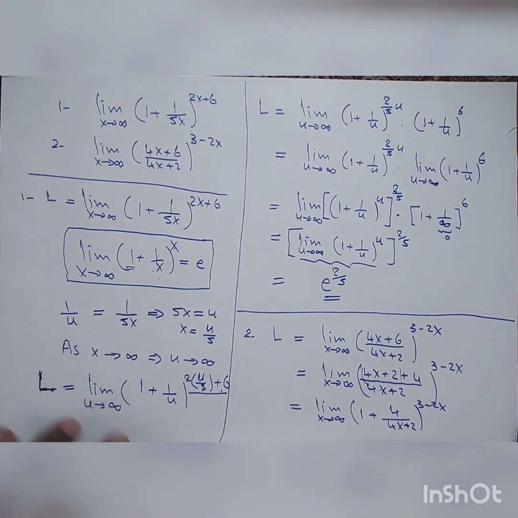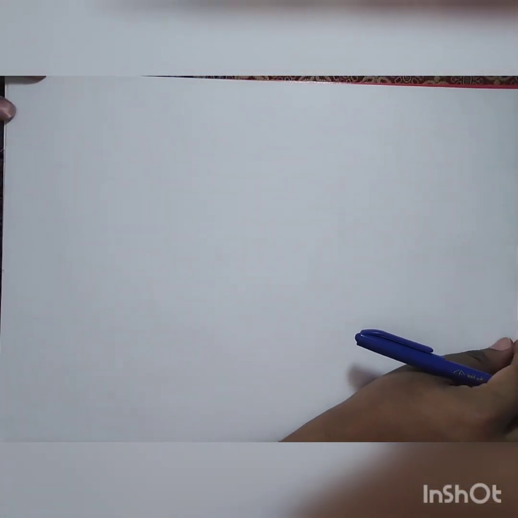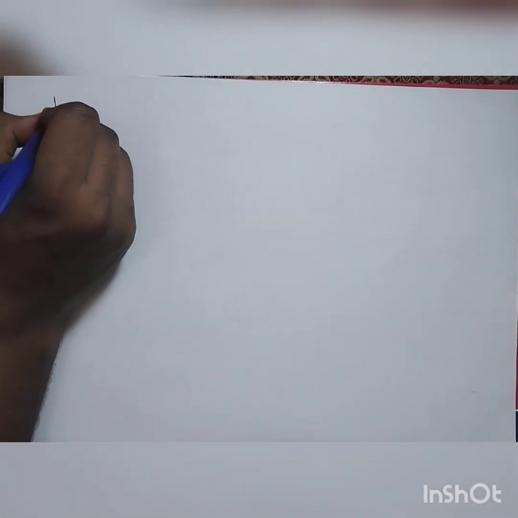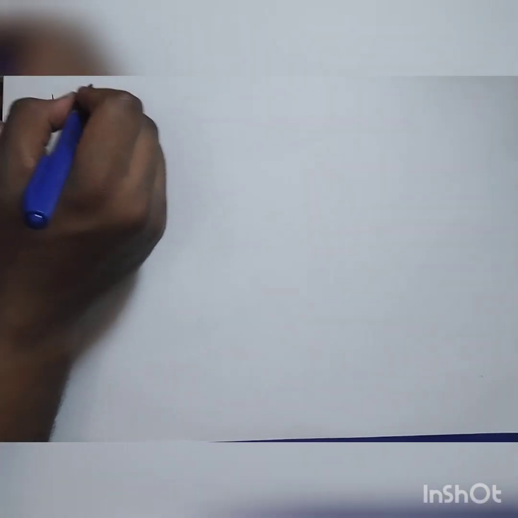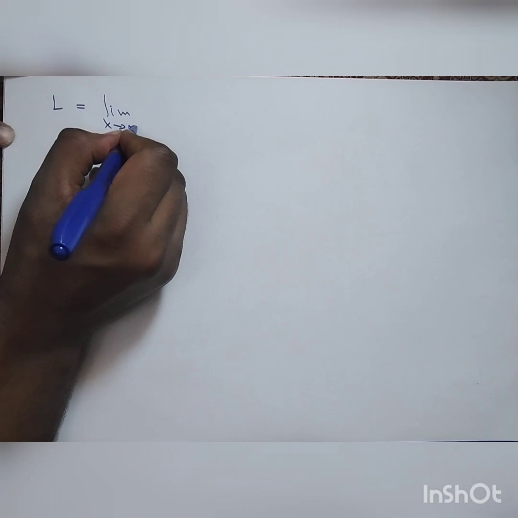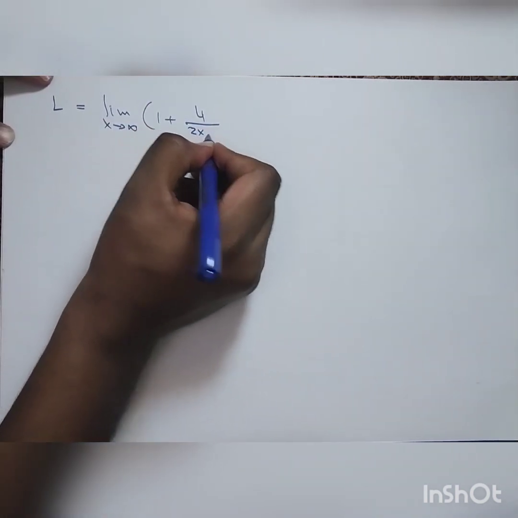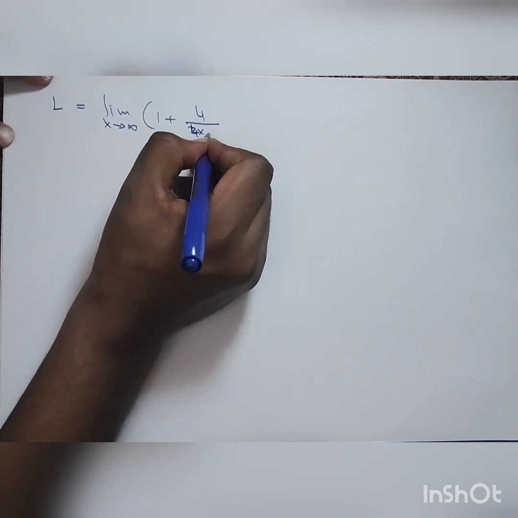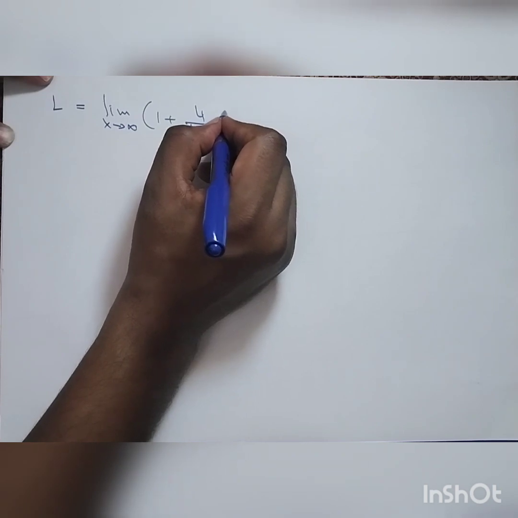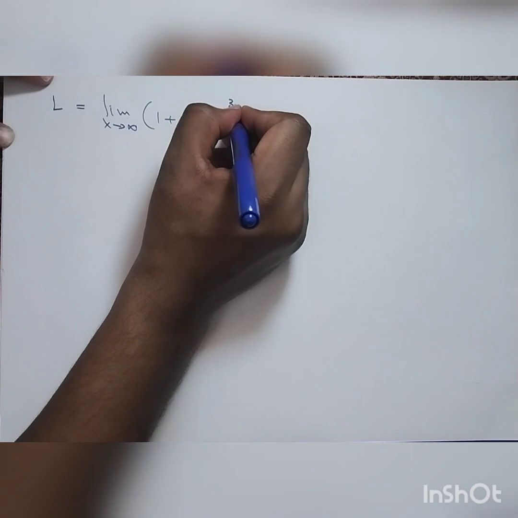So let us rewrite it again here. The limit as x approaches infinity of 1 plus 4 divided by (4x plus 2), to the power 3 minus 2x.